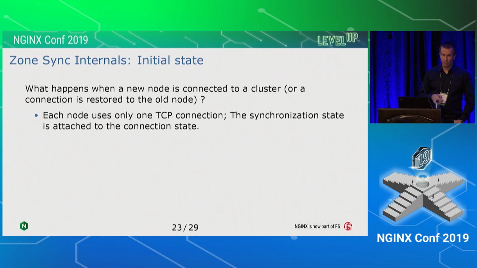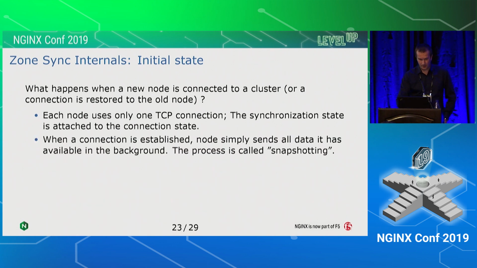Each node uses only one TCP connection, and synchronization state is attached to the connection state. It means there is no difference between nodes that were disconnected due to some networking problems previously and nodes that we just entered into the cluster. Generally, it is not known whether any parts of a state were shared with this node previously or not. We are not trying to find out which part of state exists on that node.